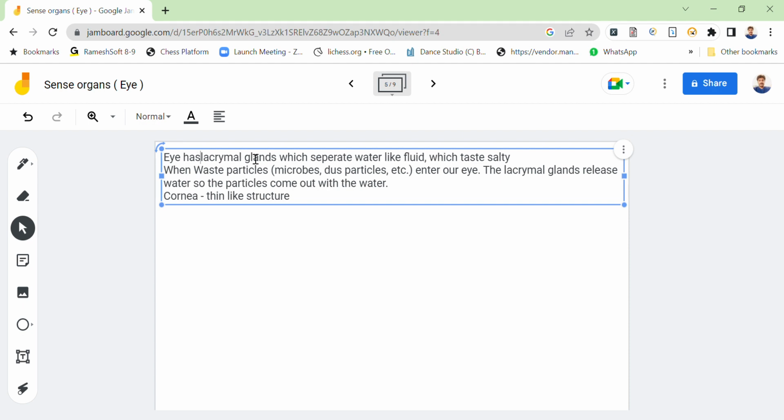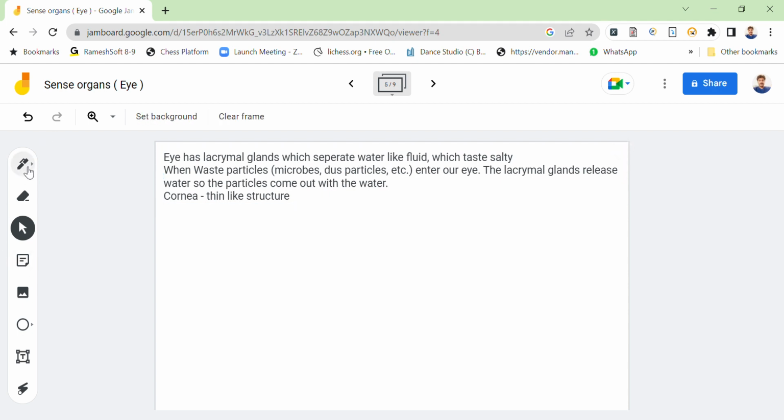The eye has lacrimal glands which secrete a water-like fluid, which tastes salty. You see that water-like fluid? I'll underline it. This water-like fluid is tears.